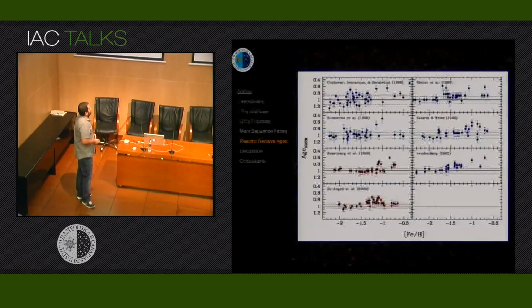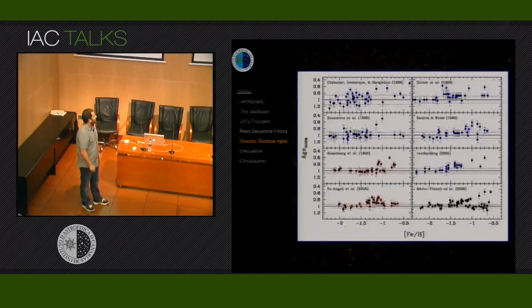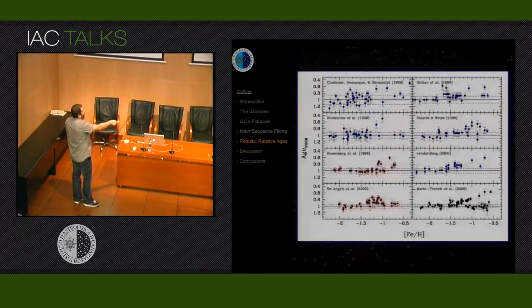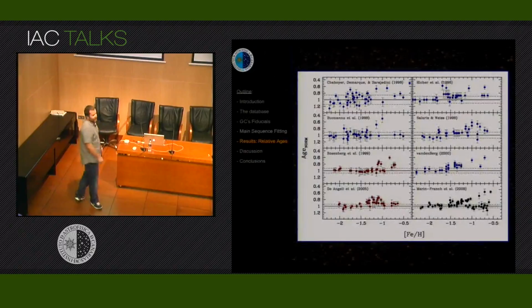So let me compare. This is the plot I showed in the introduction, but now let me add our points here. What we see is that instead of an increasing dispersion with age, we can find 2 groups of globular clusters. A group with all globular clusters with no age-metallicity relation, and when we move to higher metallicities, we find that branch here. So let's discuss those 2 groups in detail.